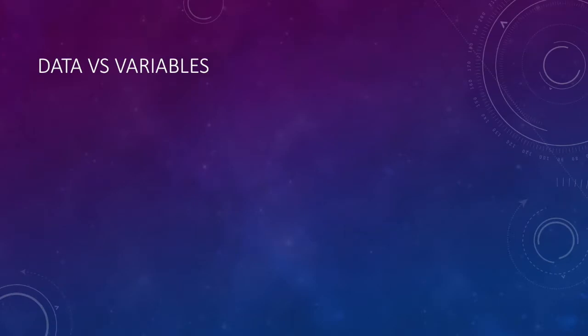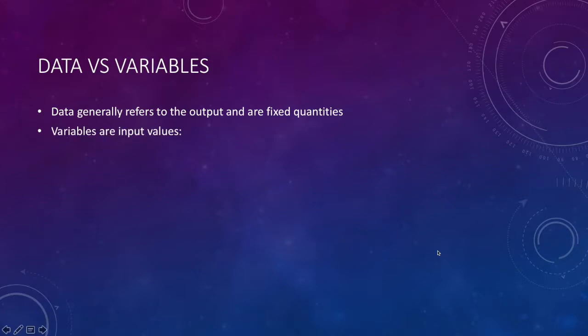One important difference to consider here is the difference between data and variables. Generally speaking, the term data in a research and statistical context tends to mean the output or the results from a study, and they're fixed quantities. Variables, on the other hand, are obviously variable, which is to say they can take a number of different values.